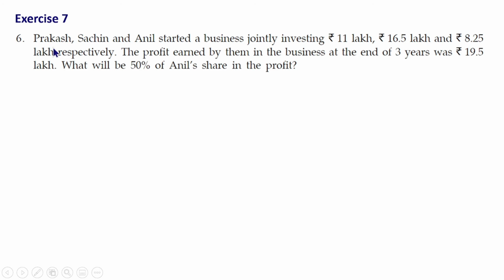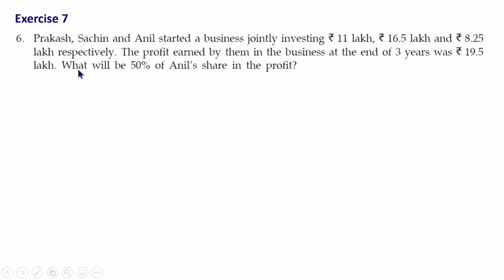Next question, Prakash, Sachin and Anil started a business jointly investing rupees 11 lakh, rupees 16.5 lakh and rupees 8.25 lakh respectively. The profit earned by them in the business at the end of 3 years was 19.5 lakhs rupees. What will be 50% of Anil's share in the profit?